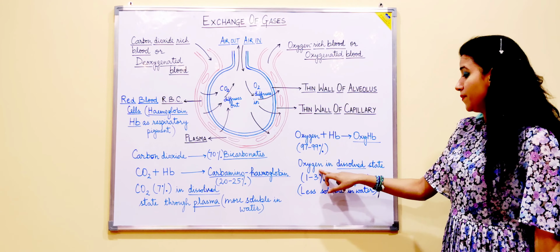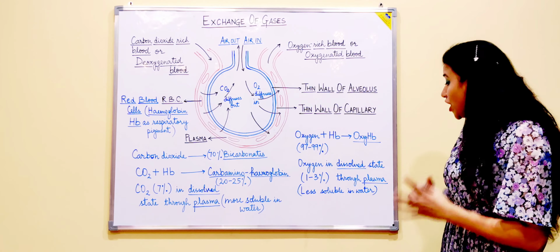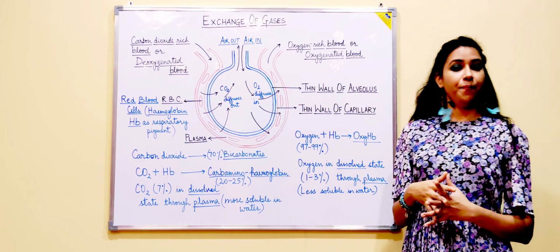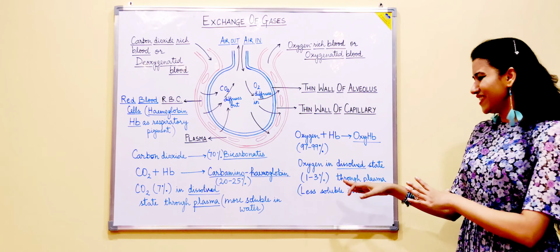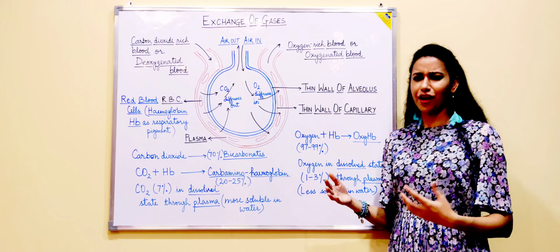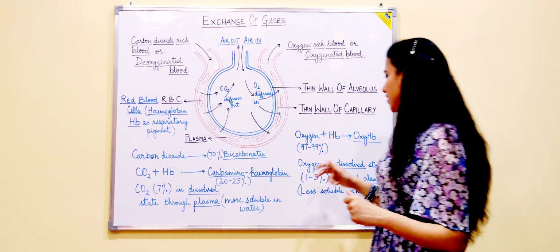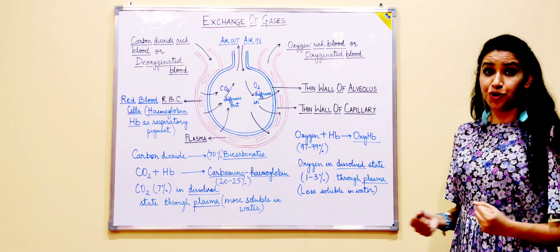So oxygen, about 1 to 3% of it is transported in dissolved state through plasma. All right. Now this oxygen I've written over here is less soluble in water, because now we are comparing it. It's relative. We are comparing it with carbon dioxide. So these are the two ways in which oxygen gets transported.